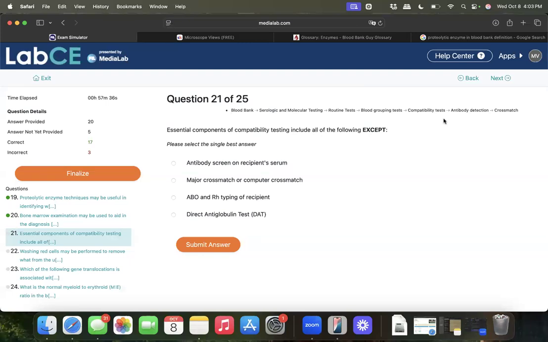What has nothing to do with compatibility testing? TikTok going off over here. TikTok talking about DAT.